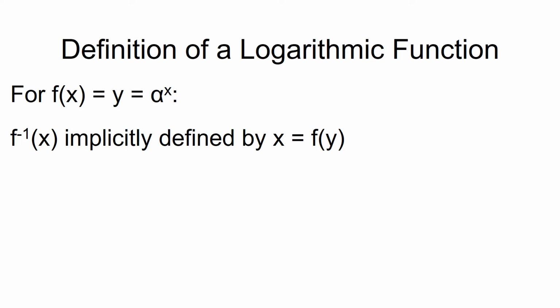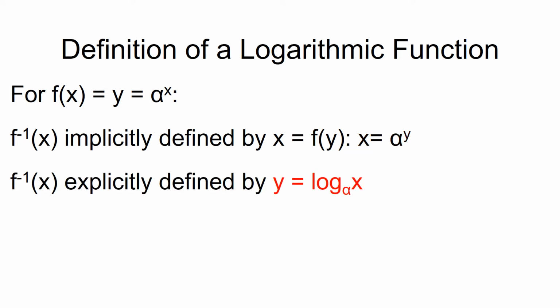When we have an exponential function, y is equal to a to the x power, the way that we get the inverse function, in this case the logarithmic function, is by replacing x with y in the function that we're starting with, in this case the exponential function. And when we do that, we get x is equal to a to the y power. And this is an implicit definition of the inverse function.